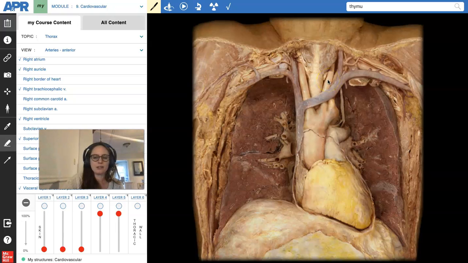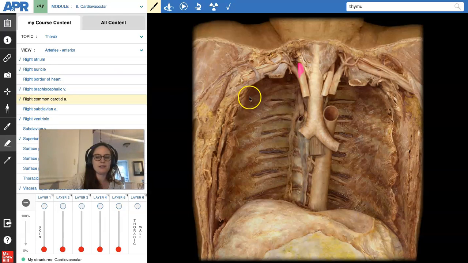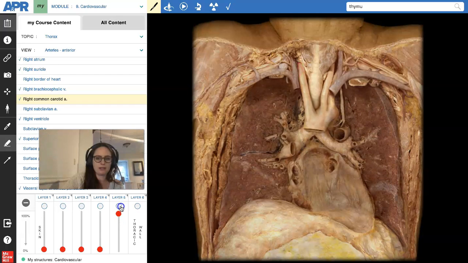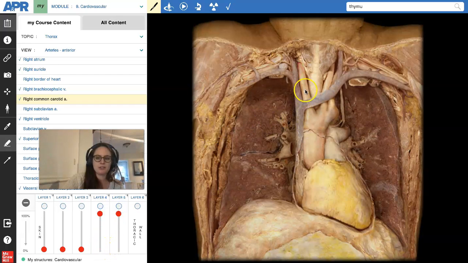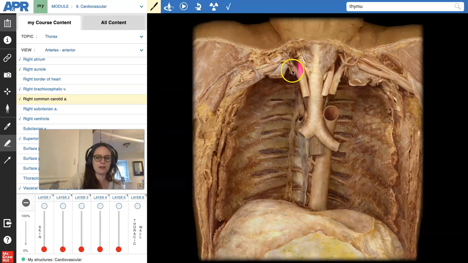The right common carotid is a branch of brachiocephalic. See if I can get right common carotid artery. Yeah, so see how that branches. And now you've got subclavian on the right and you've got common carotid on the right. Let's put that layer back in and that layer back in. So if you're confused why this was the brachiocephalic trunk before, but now it's labeled for the right common carotid artery, it's only the carotid after it branches. See that? That's a pretty good connection. I'm happy with that.